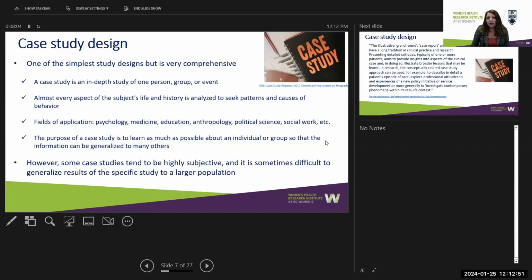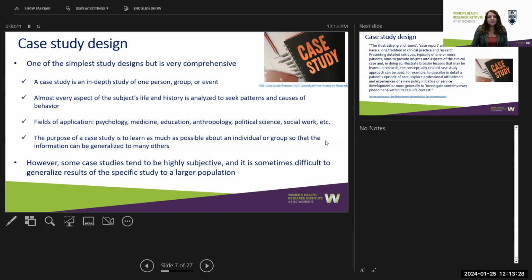So the first study design is case study design. I'm not going to talk a lot about it. Basically, this is one of the simplest but also most comprehensive study designs. Usually in medicine, it's used when we want to talk about a specific case, like a specific patient with interesting results or story, or a specific small subgroup we want to evaluate. We're not usually doing a lot of statistical analysis, but we're describing the story about this patient or group.